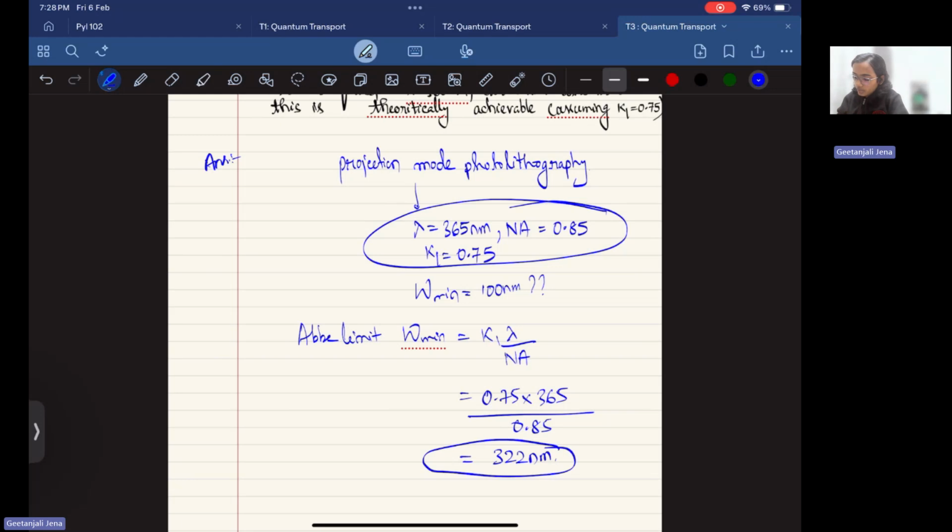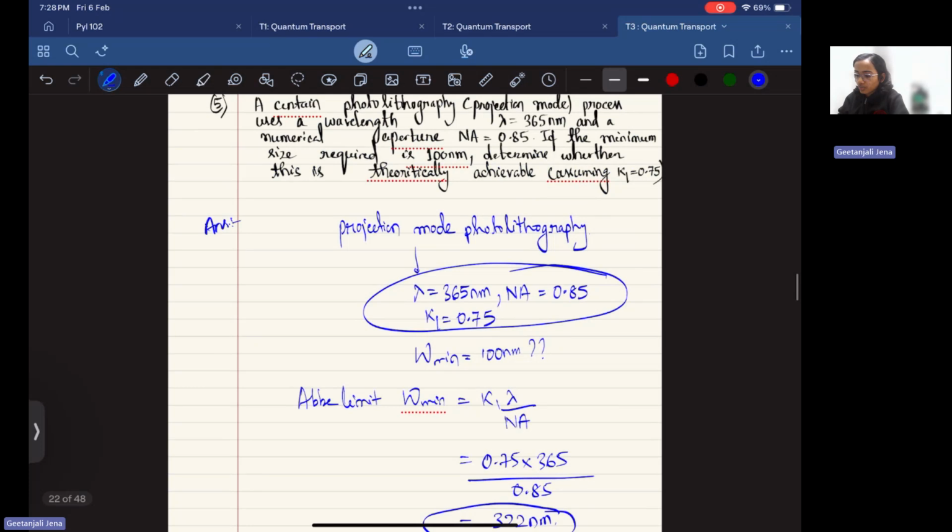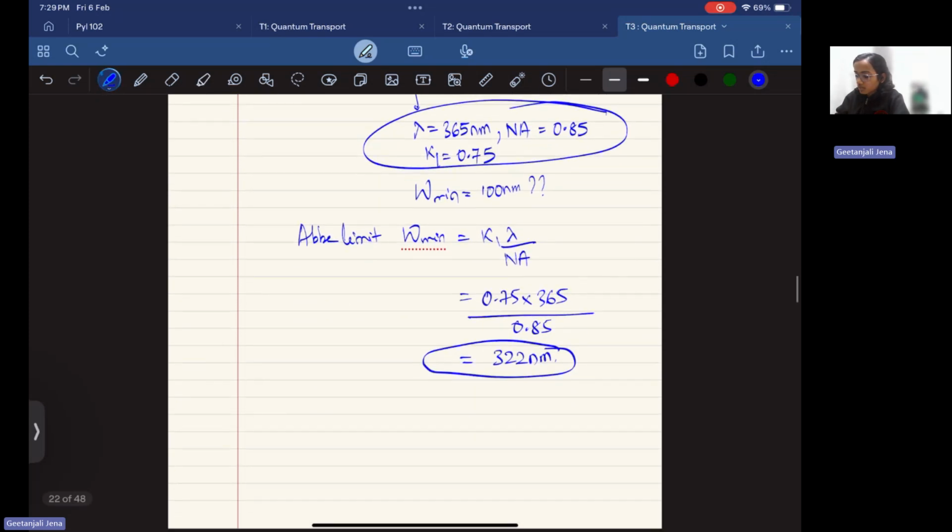So this is the minimum feature size that can be patterned or that can be resolved using this projection mode photolithography. But the question asks, if the minimum size required is 100 nanometer, determine whether this is theoretically achievable using this setup. Here the W minimum is 322 nanometer, which is quite larger than the 100 nanometer that we want to get. So that means if we use this wavelength and numerical aperture, it's not theoretically possible to get a feature size of 100 nanometer.